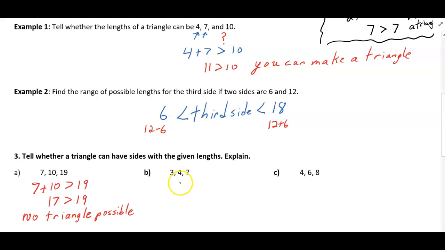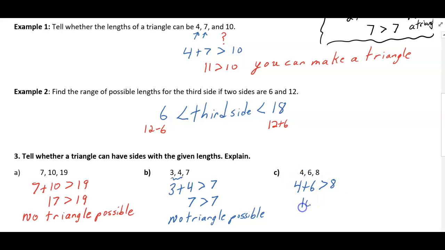All right, let's see what you did for letter B. So 3 and 4 are the smaller sides. So is 3 plus 4 bigger than 7? Well, is 7 bigger than 7? No. So no triangle possible. And in letter C, is 4 plus 6 bigger than 8? So 10, is that bigger than 8? It is, so a triangle is possible. So I would say yes, a triangle is possible.